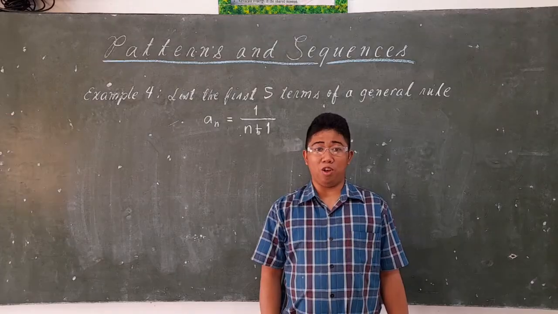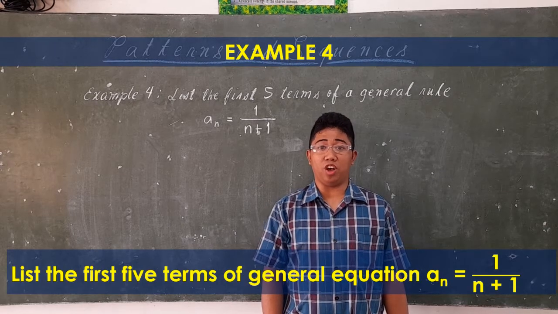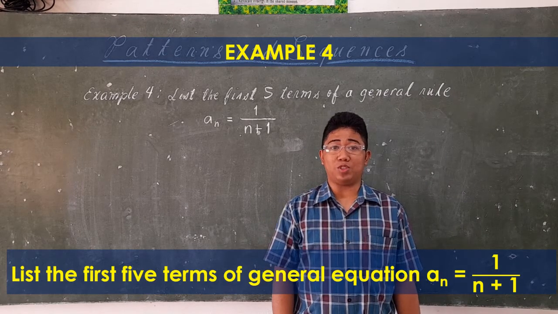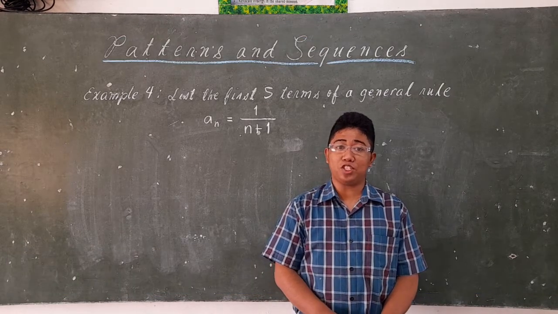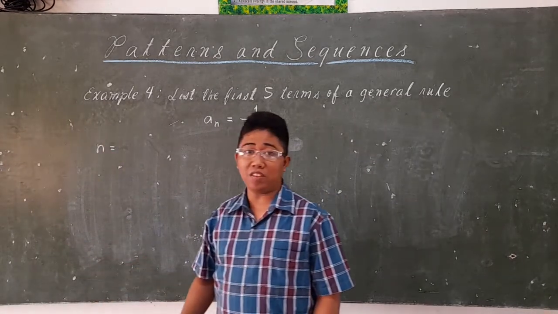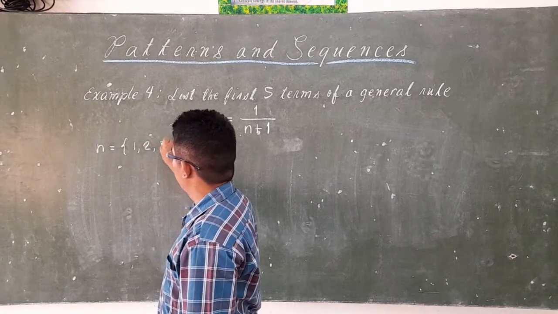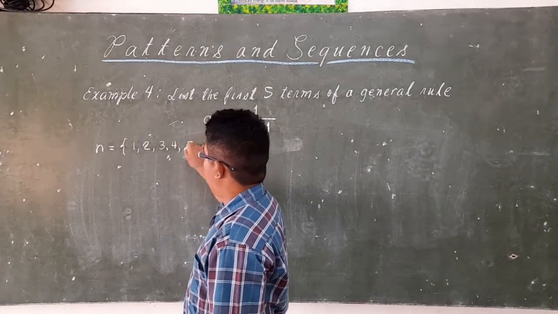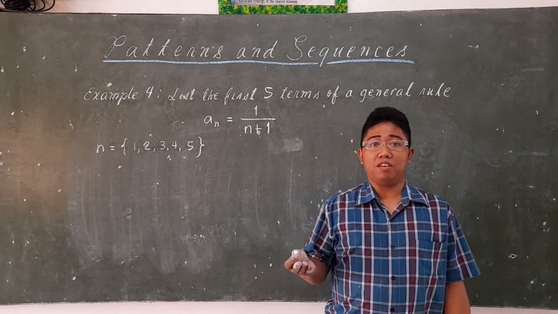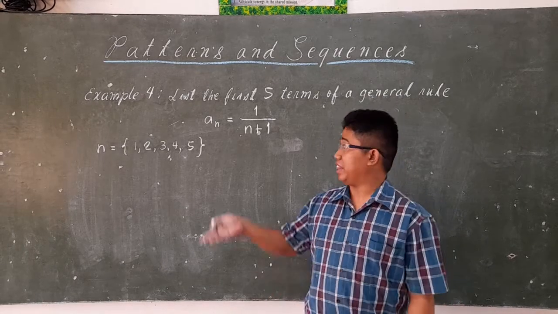Students, another example. Find the list of the first 5 terms of the general equation where a sub n is equal to 1 all over n plus 1. Again, we have the same procedure. Let n be the nth term, starting from the counting numbers 1 to 5: 1, 2, 3, 4, and 5. Meaning to say, we need the first 5 terms of the sequence whose general equation is like this.